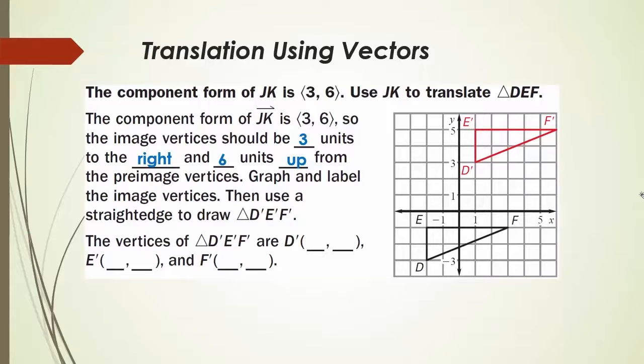Graph and label the image vertices, then use a straightedge to draw triangle D prime, E prime, F prime. So let's find out what our vertices are for D prime. We go 3 units to the right and 6 units up. D prime is located at x equals 1 and y equals 3. Doing the same thing for E, moving it 3 units to the right and 6 units up gives us 1 and 5 for E prime. And finally, looking at F, 3 units to the right and 6 units up gives us 6 and 5 for F prime.